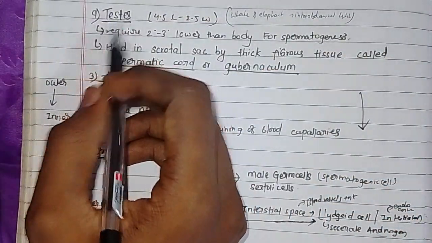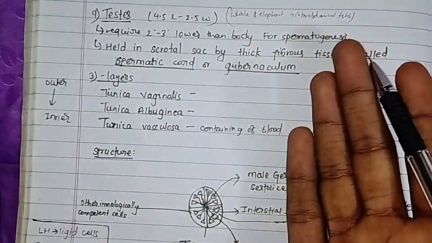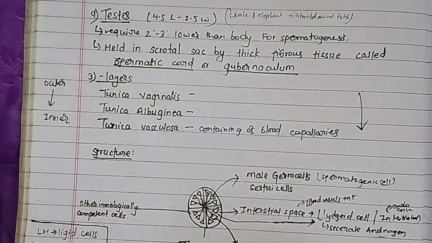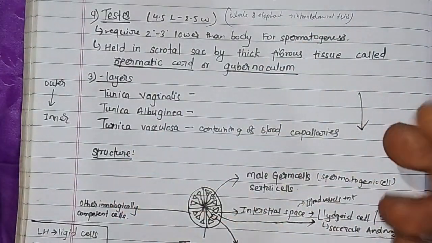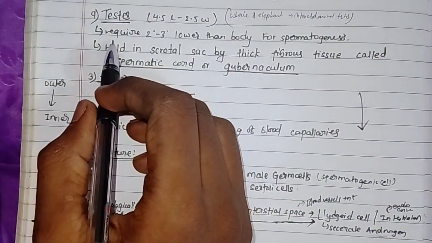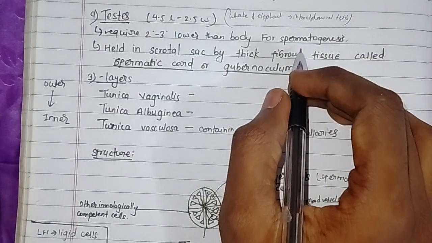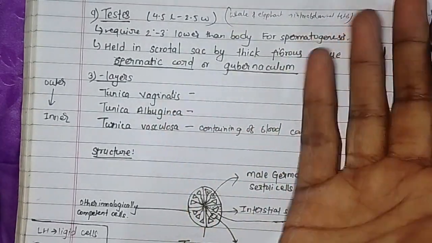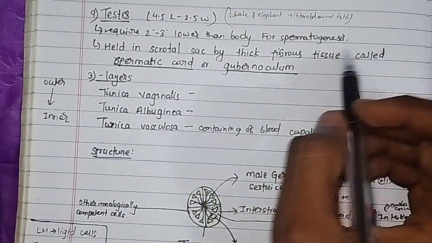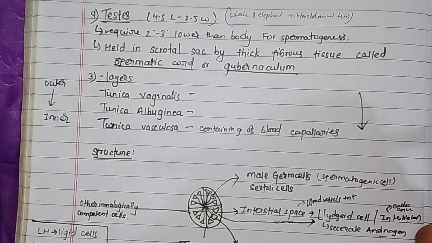So first we'll be talking about the testis. The testis is basically extra-abdominal in most mammals, but in the case of the whale and elephant, it is present inside the abdomen, not outside in the form of a pouch like in humans. Anyway, it requires a temperature 2 to 3 degrees lower than body temperature for spermatogenesis. It cannot do this process at our body temperature, so it is basically present outside of our body.